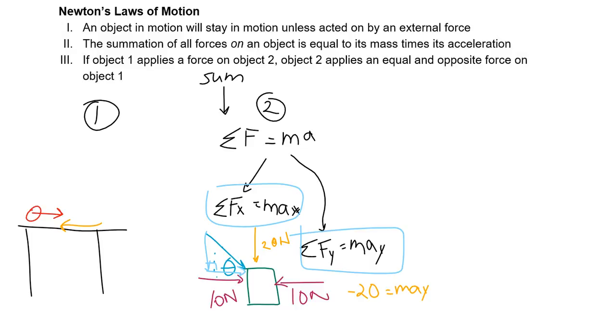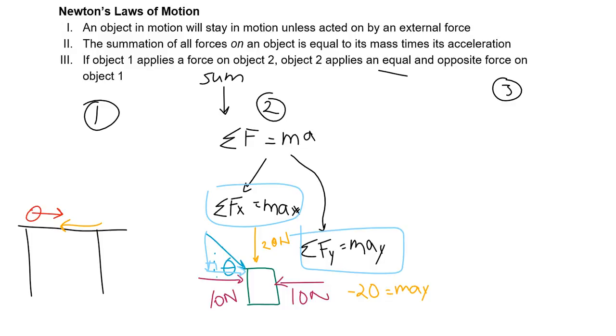The last law, number 3, says if object 1 applies a force on object 2, object 2 applies an equal and opposite force on object 1. Remember, since forces are vectors, they have both a magnitude and a direction. So we can say words like opposite, which means we flip the direction. The equal part means that it has the same magnitude, so it has the same number. If it's 10 newtons to the right, the equal and opposite is 10 newtons to the left.